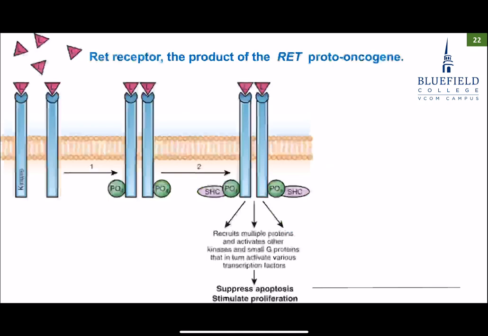So mutations in this gene cause an increase of this kinase activity, even in the absence of the ligand. So the ligand is no longer required for this receptor to be active. And once this receptor is active, this tyrosine kinase is also active, and that recruits multiple proteins, activates other kinases, leading to super active cascades and biochemical pathways.